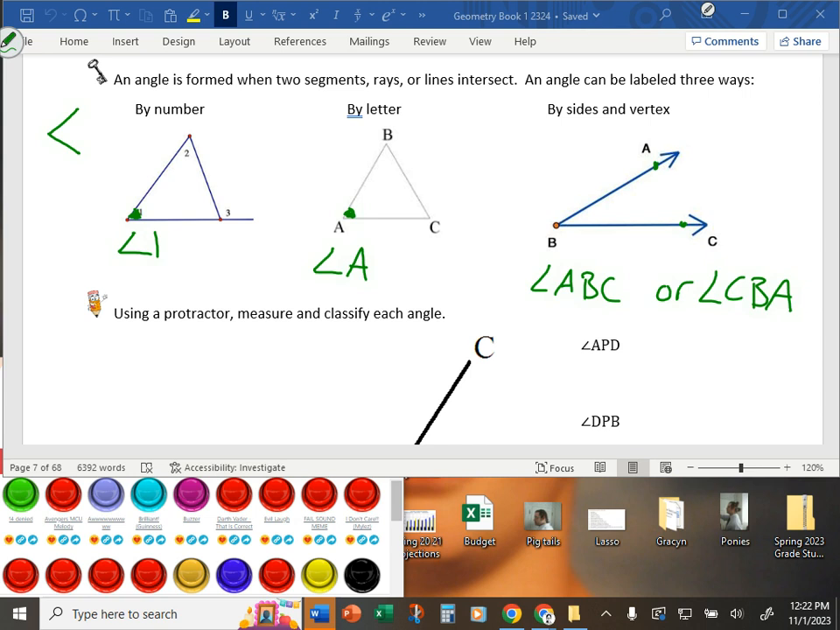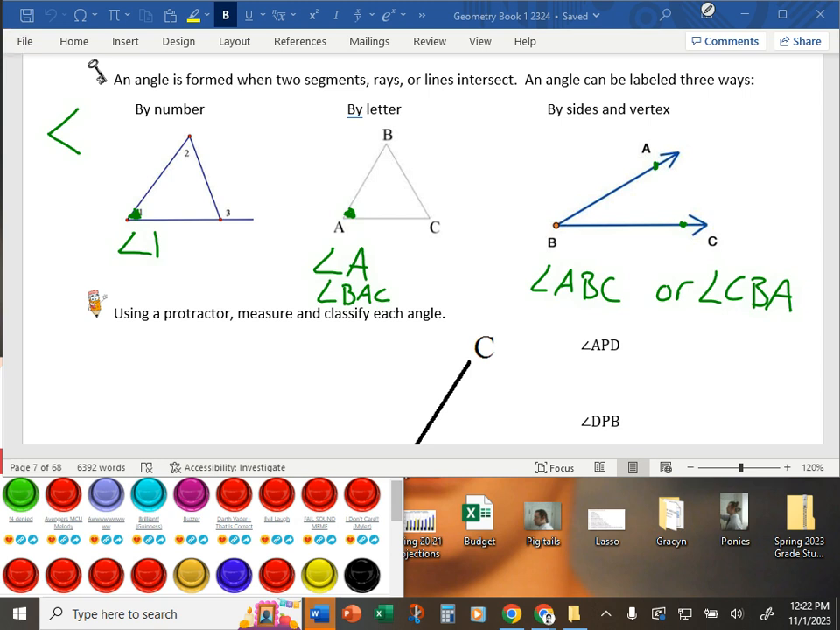Nathan? So for the second one, by letter, could it also be 3 then? Yes. So if you wanted to do angle A here, you could do angle BAC or angle CAB. And then would that be the same for sides and vertex where it could just be B? Yes. So where you'd want to use this 3-letter notation, because you're probably wondering, well, why would I ever want to use that if it's 3 letters versus just 1?